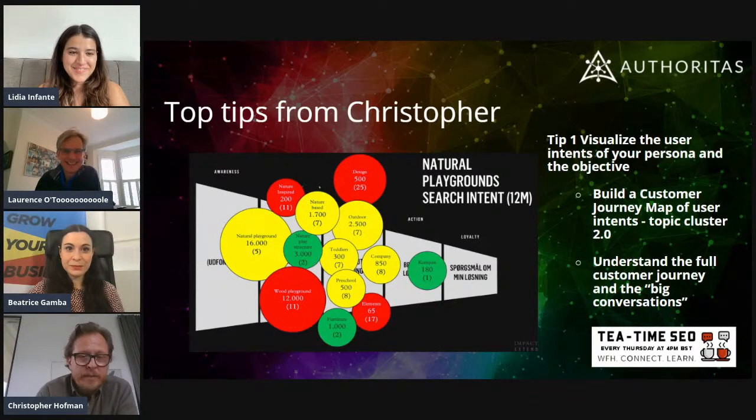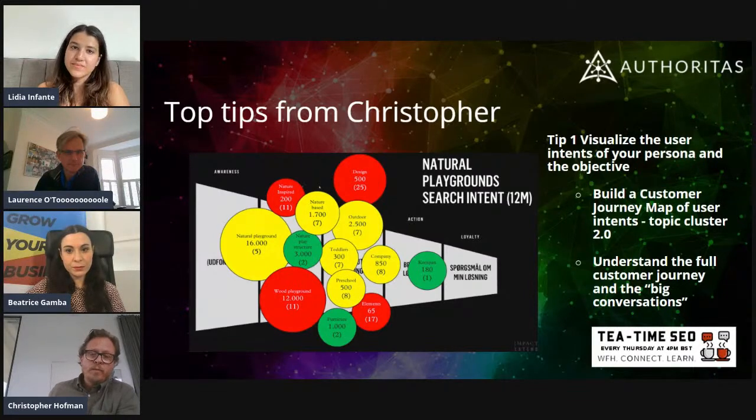When I saw the topic, I thought, why don't I show how we work with user intent today? Because this is something which is more and more taking over the old school way of doing keyword analysis. So I'm trying to find a more agile way of working with SEO. And basically what we're developing here is what we call customer journey mapping, which is a way to visualize the user intents of any given persona towards an objective.